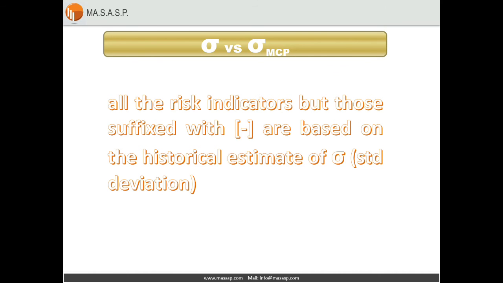All indicators, except the refined ones suffixed with minus, have the volatility estimated based on historical annual data, without resorting to the Monte Carlo simulation. The Monte Carlo simulation comes into play just when the negative volatility is involved.